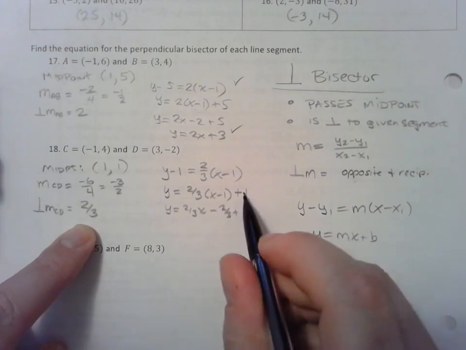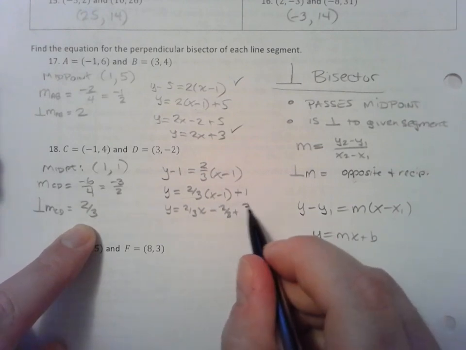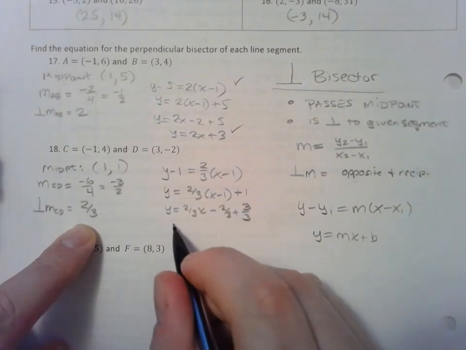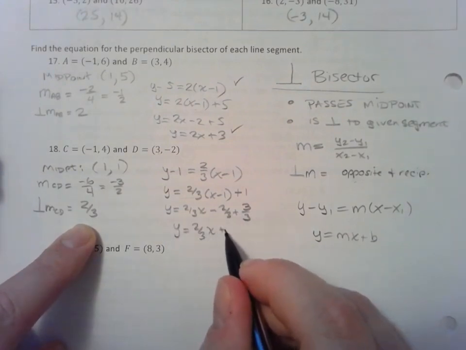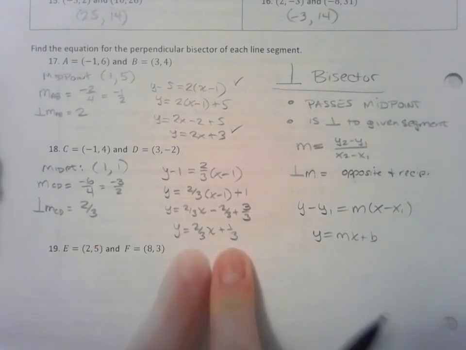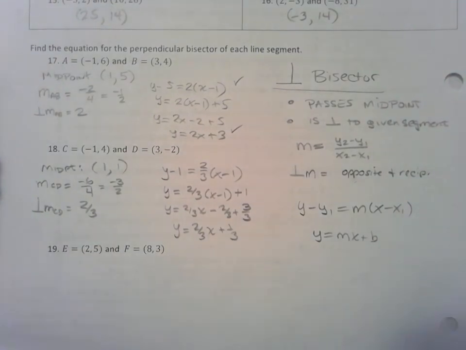Now wait a second, 2/3 plus 1. Well, I'm going to convert my 1 into 3/3. This way we have equal denominators and I can combine. This is the equation of our perpendicular bisector in slope-intercept form.